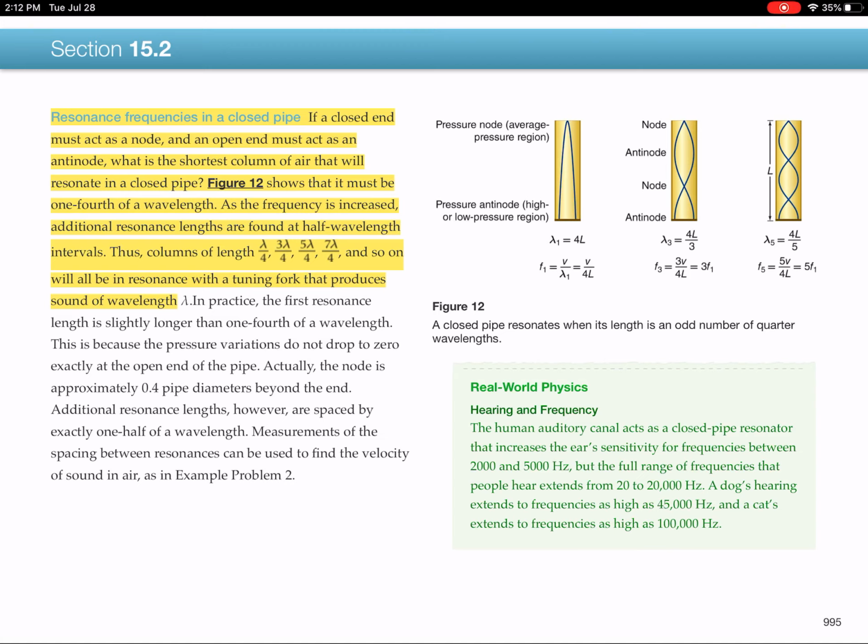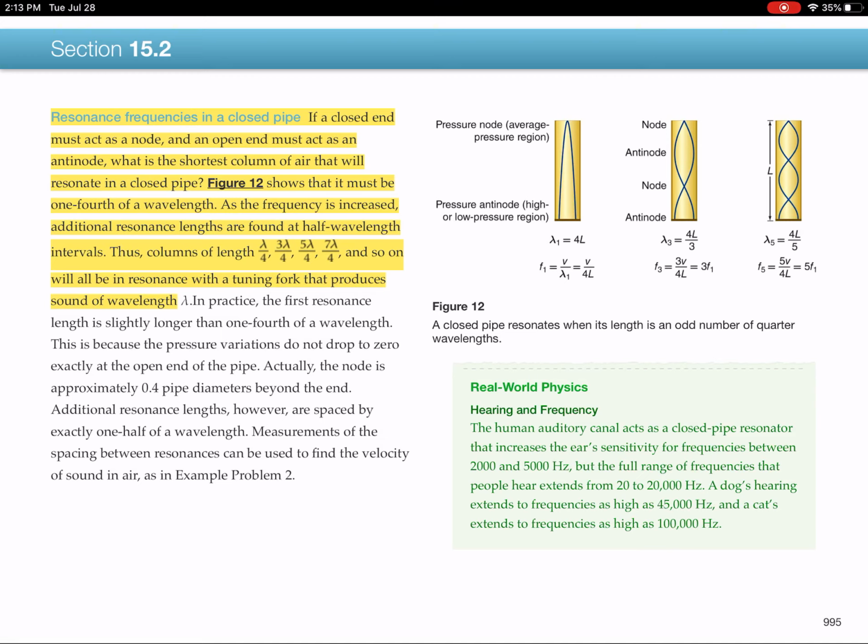If a closed end must act as a node and an open end must act as an antinode, what's the shortest column of air that will resonate in a closed pipe? Well, that's going to be our 1/4 wavelength. Now, every time, and we'll see it on the right-hand side there, you see the 1/4 wavelength. So the wavelength equals 4 times the length, because that's 1/4 of the wavelength. So 4 times the length, you get the wavelength. Now, if you go to the next one, notice on that left-hand side, you've got that 1/4 wavelength.